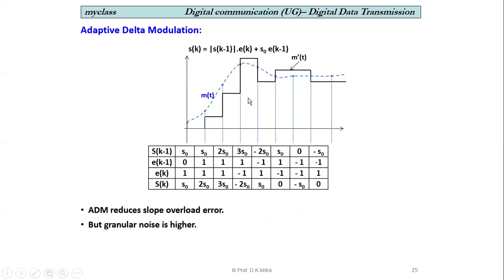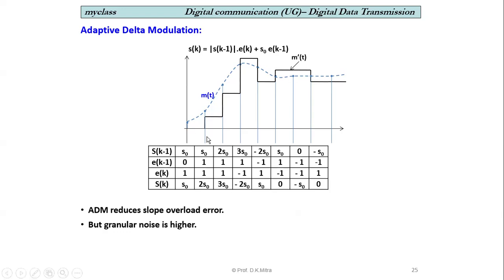Here, this diagram shows it. Now, understand this diagram. I'll try my best to explain it to you. This is the row of the last sample, sk minus 1, the last step, that means the step taken in the last sample. This is ek minus 1, the error plus or minus 1 in the last sample. This is ek, the error value in the present sample. And this is sk, the step to be taken in the present sample.